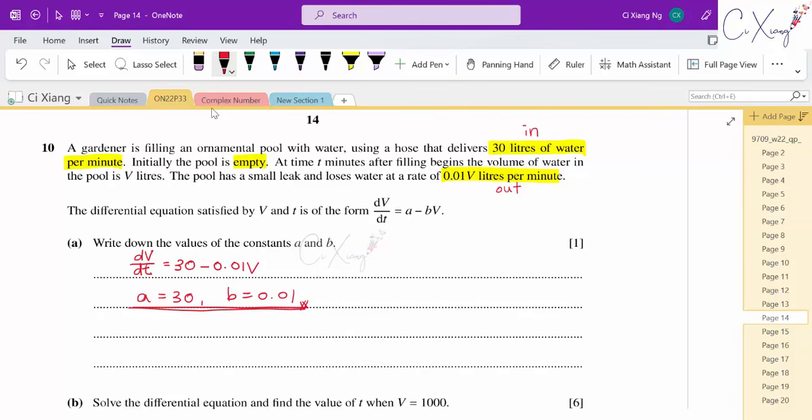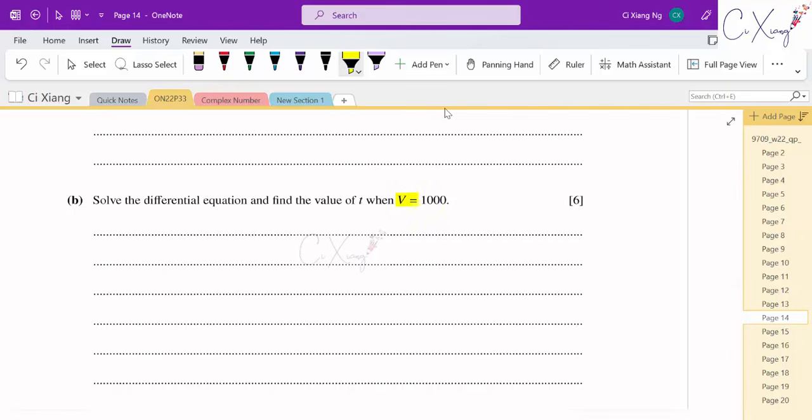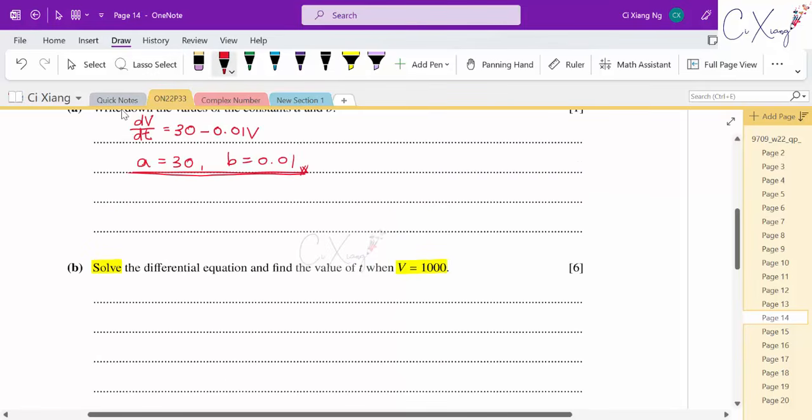Okay, and then now let us proceed to part number 2, part B. For part B, they want us to solve the differential equation and find the value of t when V equals 1000. So there are two parts to this question. First, we have to solve the differential equation. Let's have a look at the differential equation.